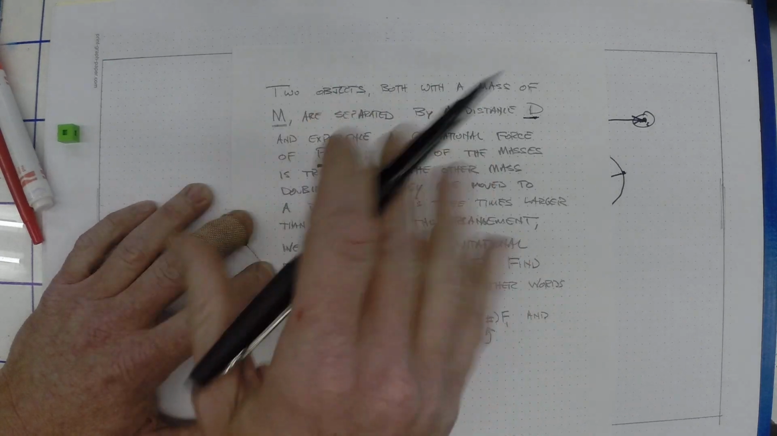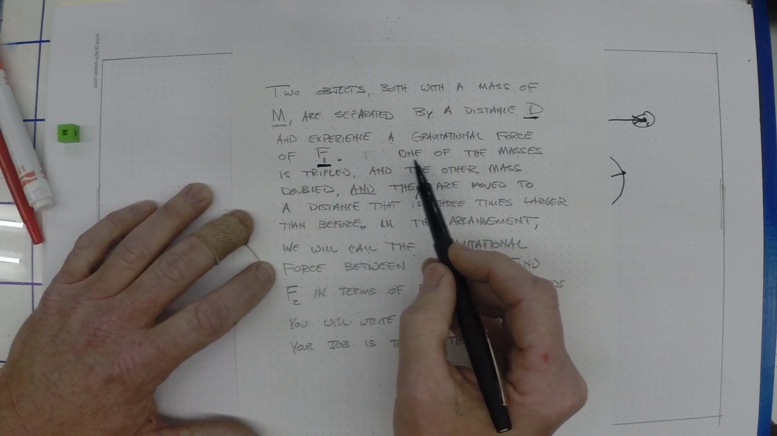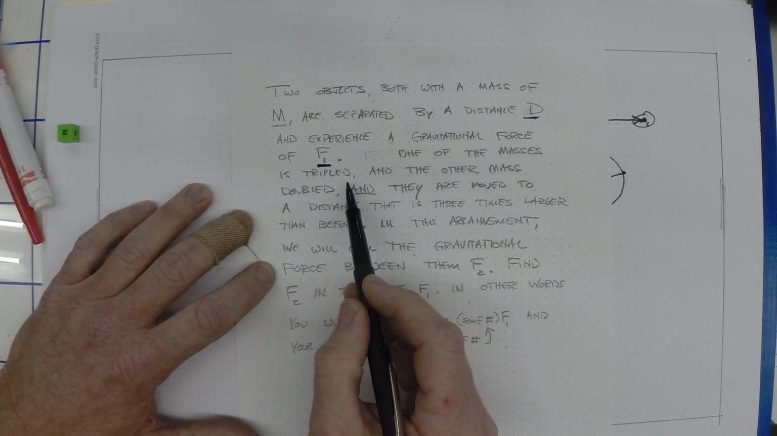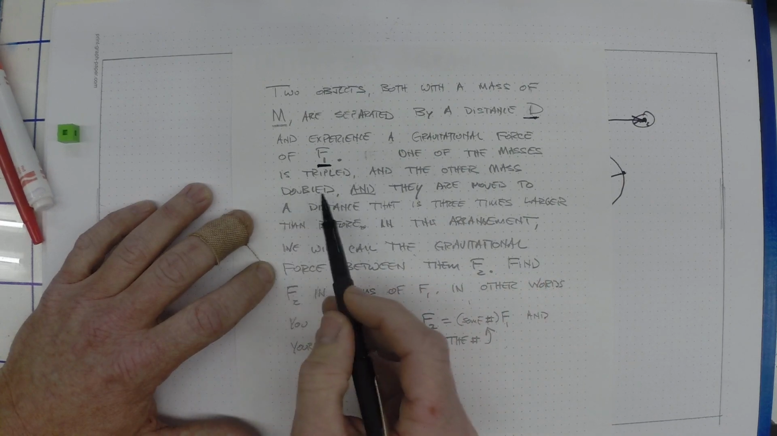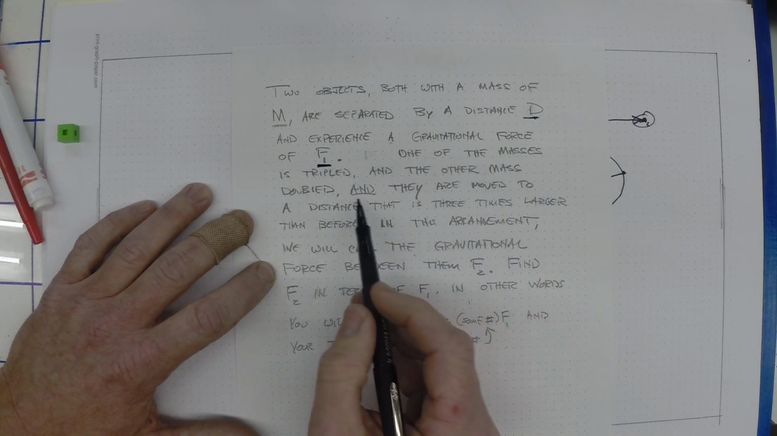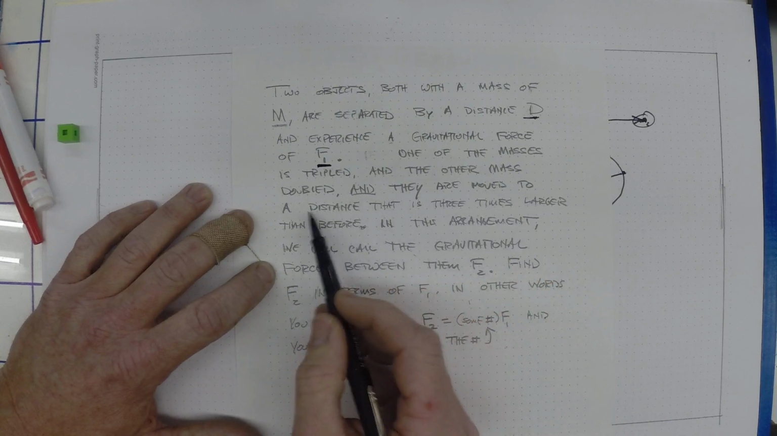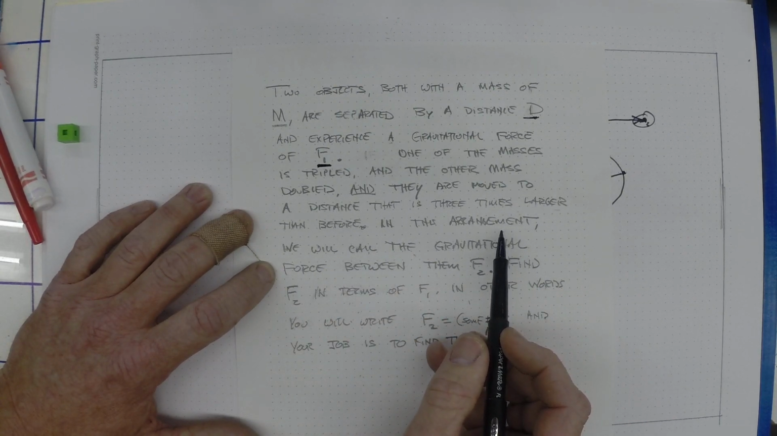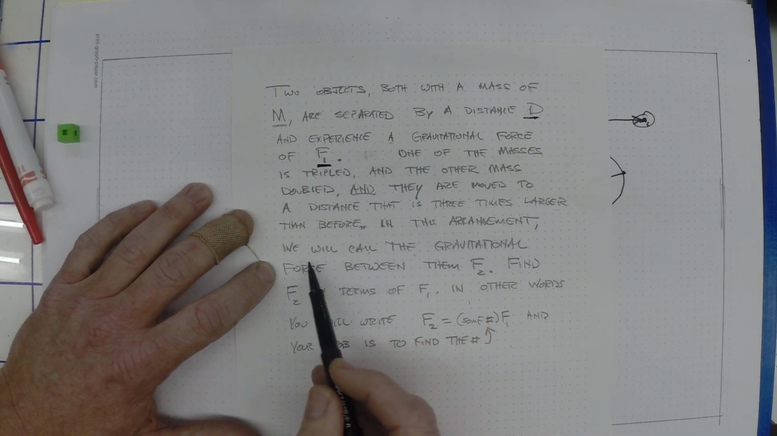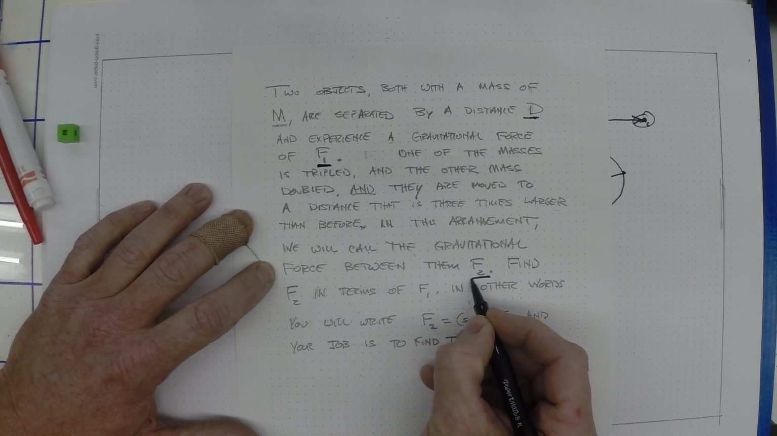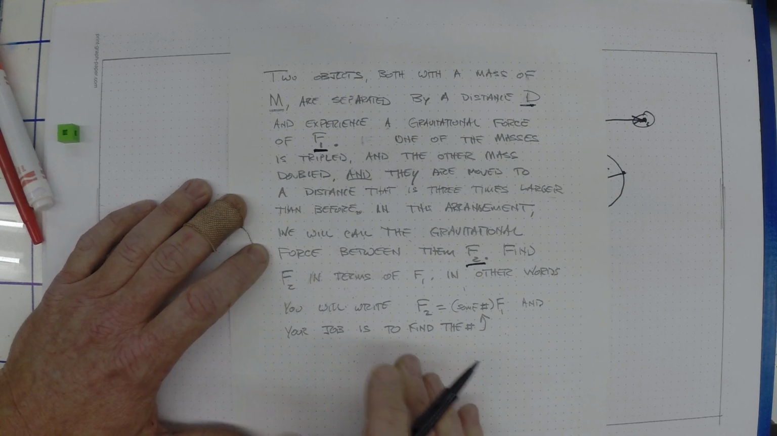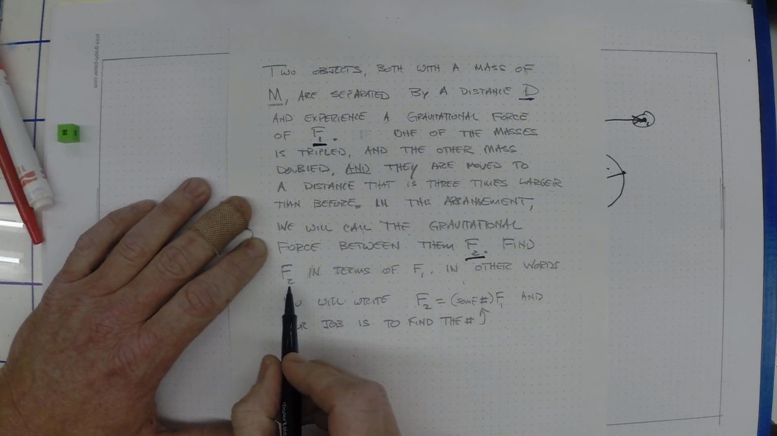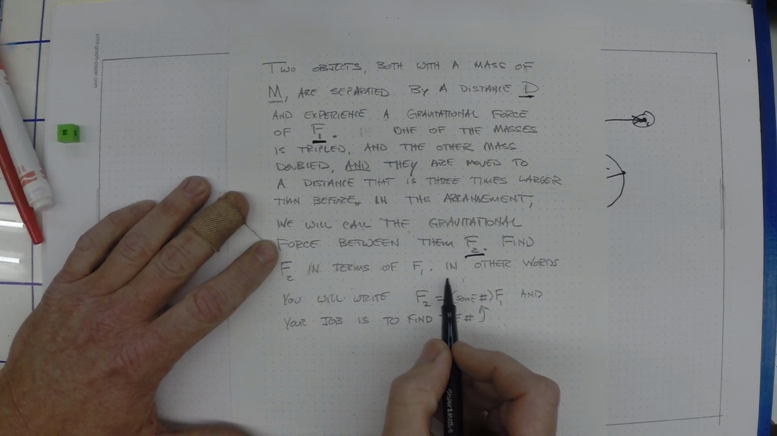Then they mess with the masses and the distances. They say one of these masses is tripled, and the other mass is doubled. And they're moved to a new distance apart that is 3 times larger than it was before. When they're set up like that, we'll call that force F2. And they want you to find F2 in terms of F1.